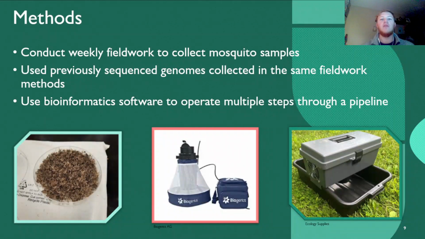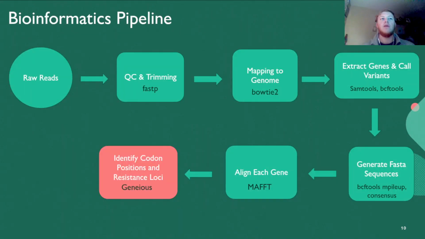The methods we use are to conduct fieldwork to collect mosquito samples, taking these mosquitoes and sequencing their genomes, and then using these in bioinformatics software to operate through multiple steps of a pipeline and compare these to the public database samples. Here is the pipeline that we use, where we start with the raw reads. We go through quality control and trimming, mapping it to the genome, extracting the genes, generating sequences, aligning each gene, and identifying codon positions and resistance locations.